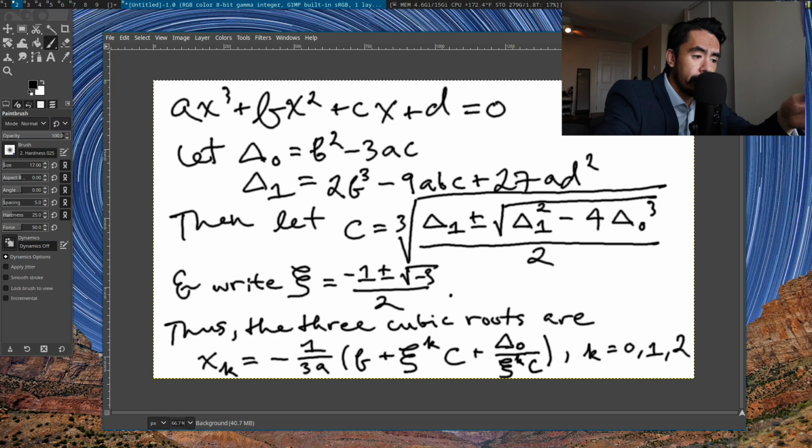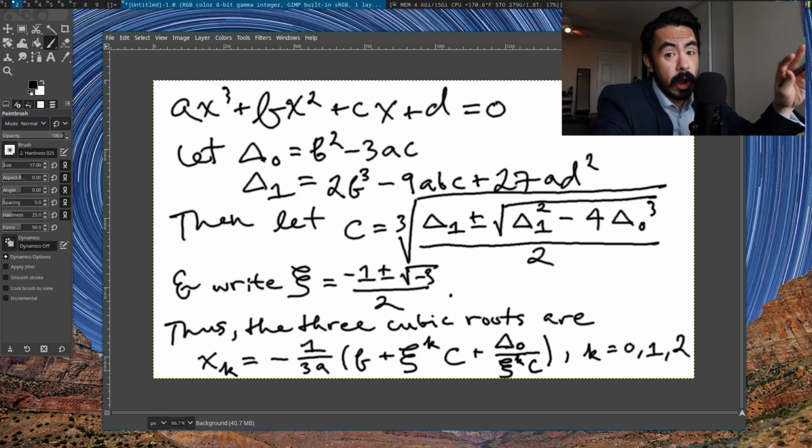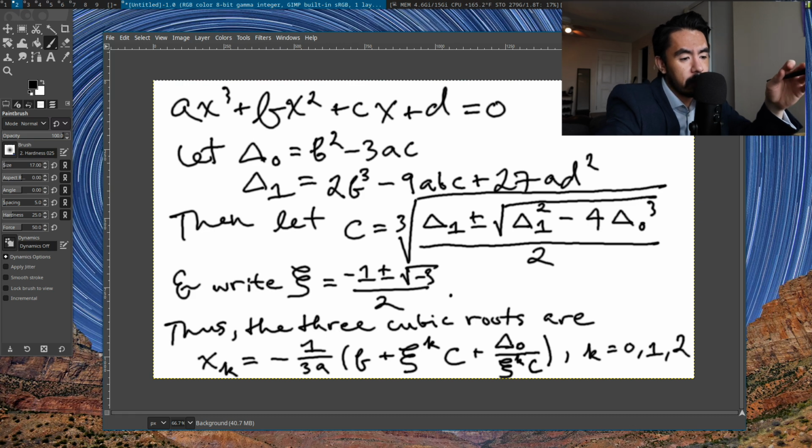If you have ax cubed, where a is a scalar coefficient, plus bx squared plus cx plus d equals 0. For the ease of writing, we're going to introduce delta naught and delta 1, where delta naught is equal to b squared minus 3ac, very reminiscent of the discriminant for a quadratic, I will add. Then you have delta 1 equals 2b cubed minus 9abc plus 27ad squared.